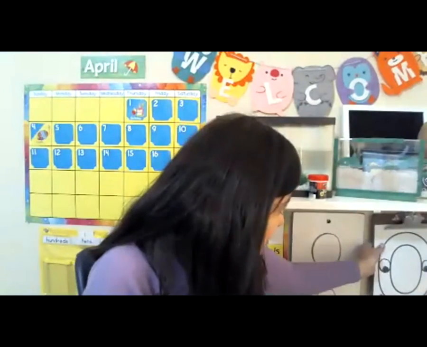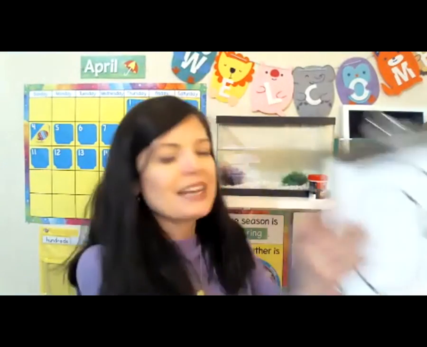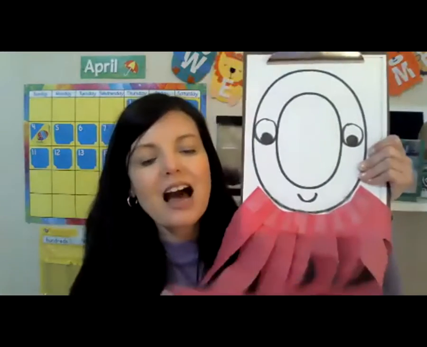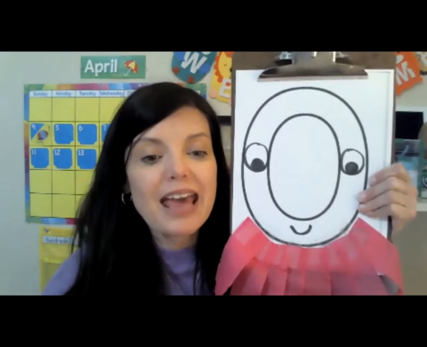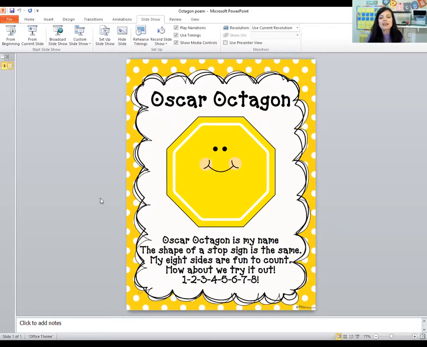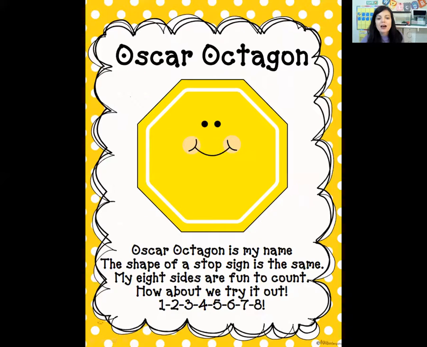Now I'd like for you to look back at the O that we decorated. How many legs did an octopus have? An octopus had 8 legs. Well, our shape for today has 8 sides, just like an octopus has 8 legs. This is Oscar Octagon. Oscar Octagon is my name. The shape of a stop sign is the same.